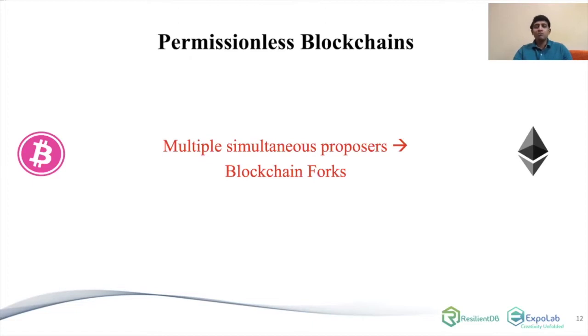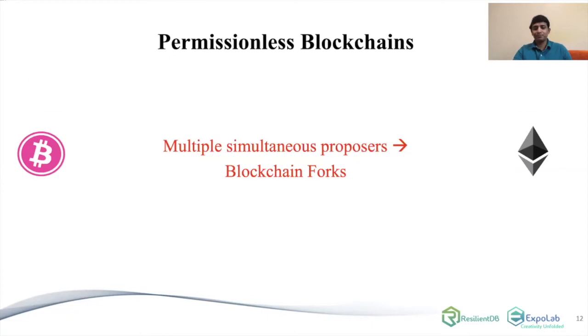Now, many replicas would be trying to do that. This means there will be multiple simultaneous proposers, which also means there can be forks in the blockchain. Basically, multiple proposers might propose the next block at the same point of time. And that is a key disadvantage for permissionless blockchain systems, because we don't know the exact time when to trust the next block.